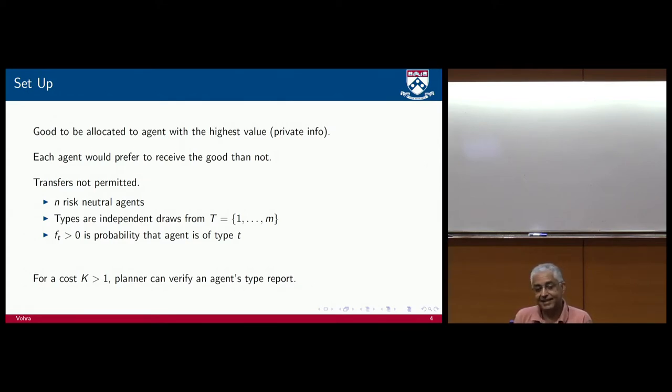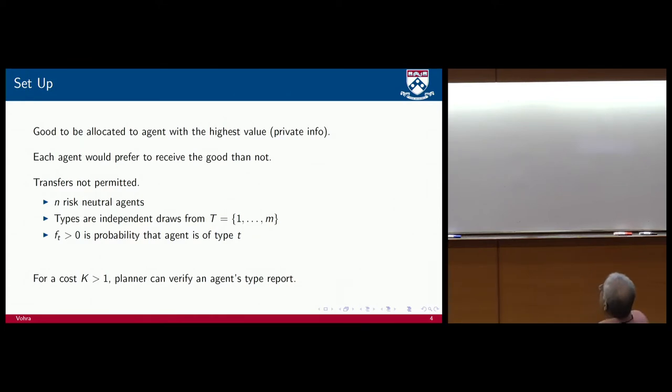Okay? And the only instrument I have as the dean, since I don't have transfers, for some reason they're not permitted within a university, is that at a cost, I can inspect any claim you make about your value. And my inspection technology is perfect in the sense that if you make a claim and I choose to inspect you, I will determine with 100% probability whether your claim was true or you were lying. Right? But there's a cost incurred from doing this. Okay? So that's my only instrument, inspection.